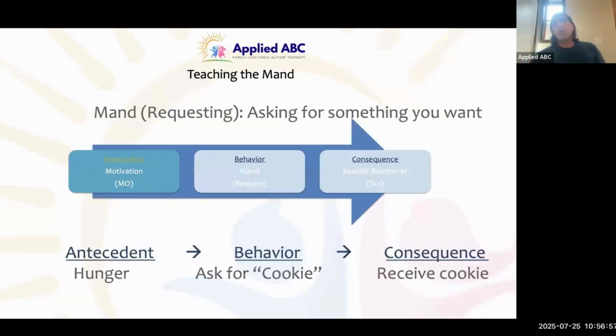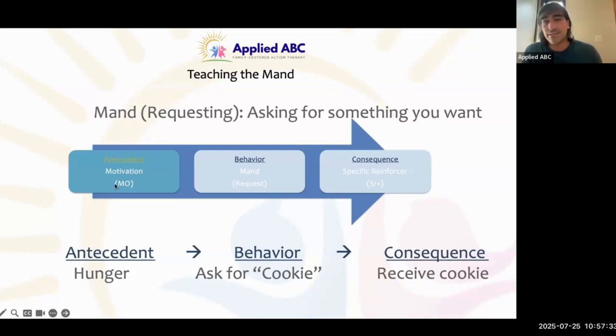Another thing earlier in the webinar was ABC data, which is antecedent, what happens before a behavior. B is behavior, the thing itself. C, consequence, what happens as a result. So we often talk about that with problem behaviors. The antecedent is a loud noise, behavior screaming, a consequence covers their ears, or someone covers their ears, that kind of thing. But it applies just as much to skill acquisition.